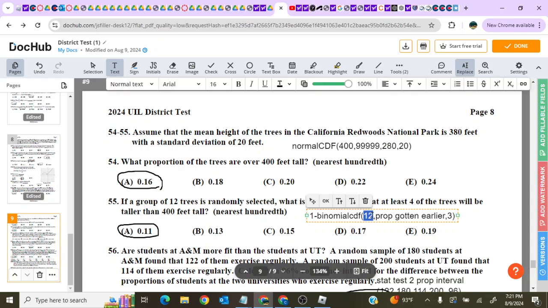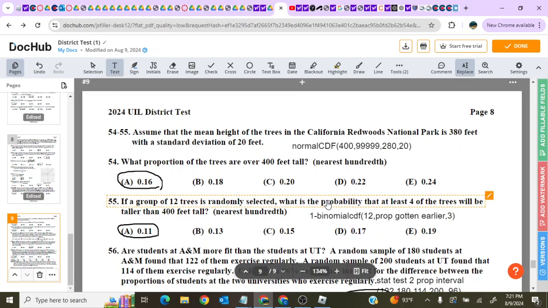There are 12 trials being run, or 12 trees randomly selected. The probability of a tree being taller is what we got earlier, and we're looking for 3 or fewer, so you put 3. Do that, then subtract it from 1, and you get a value of 0.11 as your probability.